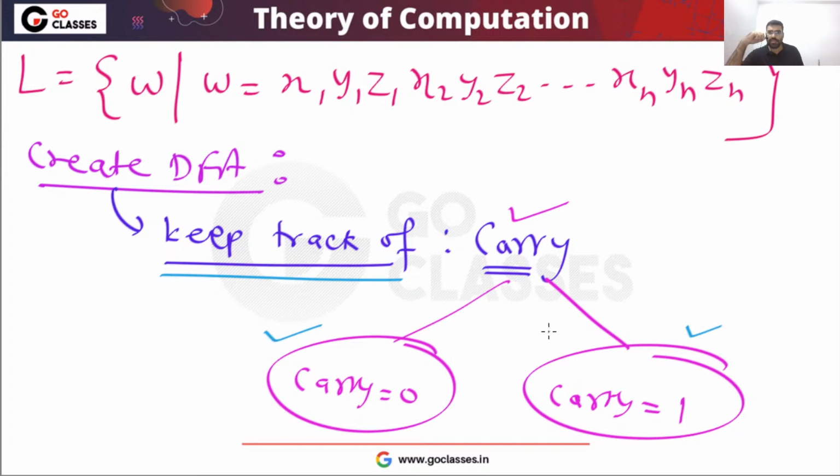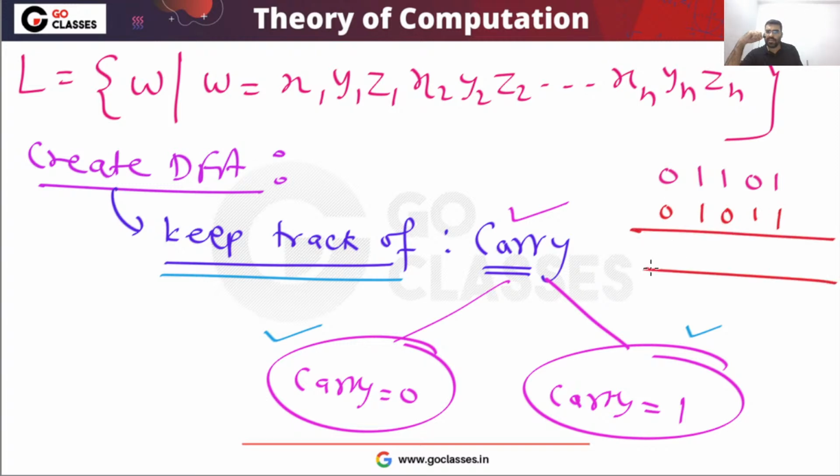Carry is very important when you are doing addition. For example, if you are doing addition of these two numbers, then carry is very important. 1 plus 1 will be 0, and carry will be 1. 1 plus 1 plus 1 will be 1, and carry will be 1. So this carry we have to keep track of. We must keep track of carry, correct?